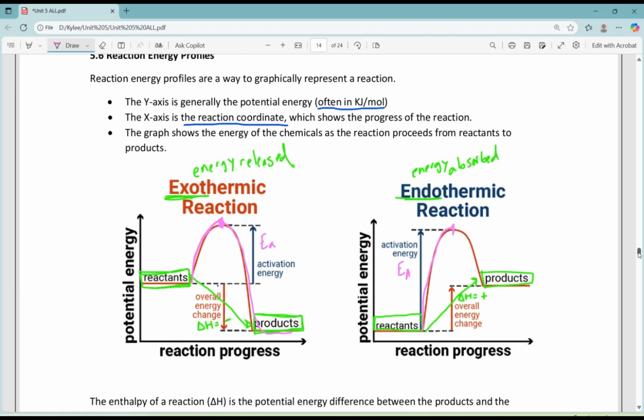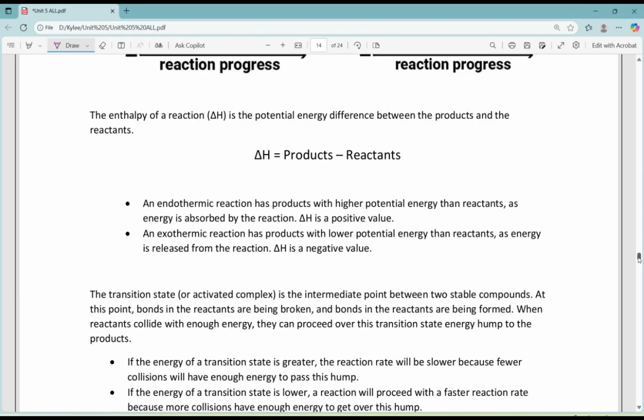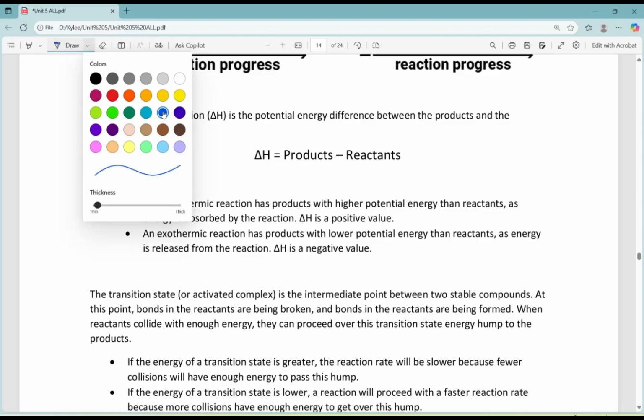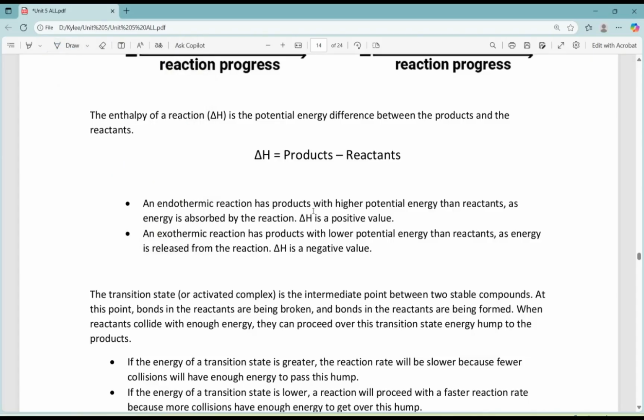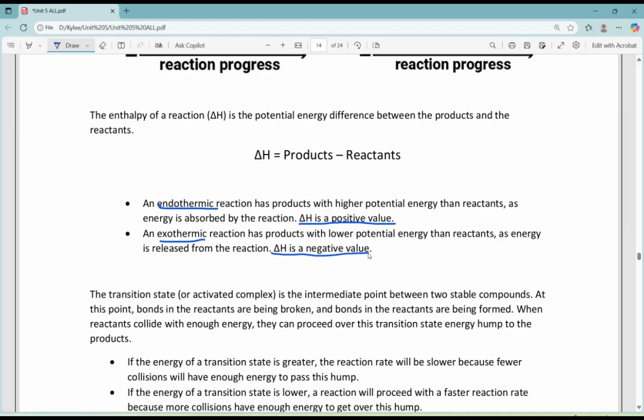So let's scroll down. The delta H can also be calculated by taking the kilojoules for the products and subtracting the kilojoules for the reactants. Delta H is always going to be calculated this way, as products minus reactants. Just to remind you, when I have an endothermic reaction, delta H is going to be positive. I'm putting energy in. And when I have an exothermic reaction, delta H is negative. Energy is leaving the system.